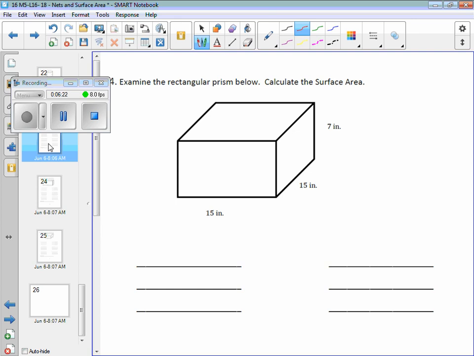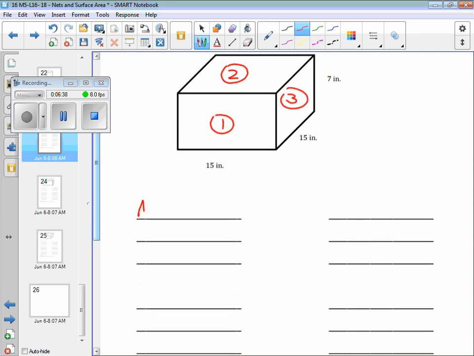All right. This was page 19, right? All right, here it is. Label the faces. If you didn't do that, make sure that you do that. All right, face 1. Your base is 15 and your height is 7. And you get 105.